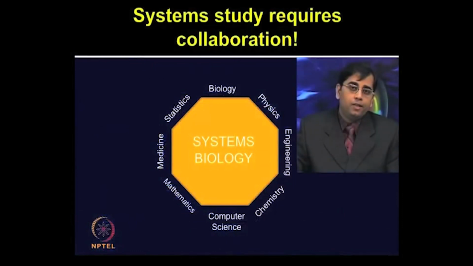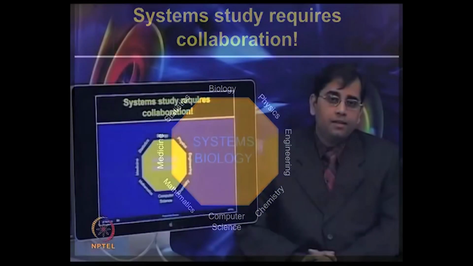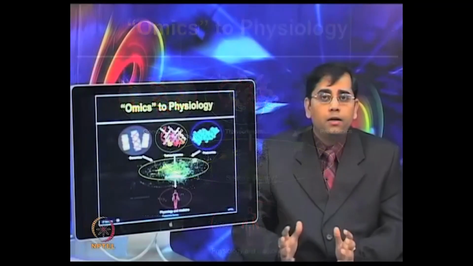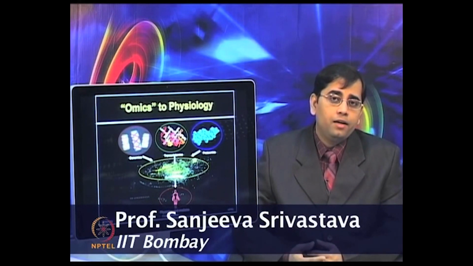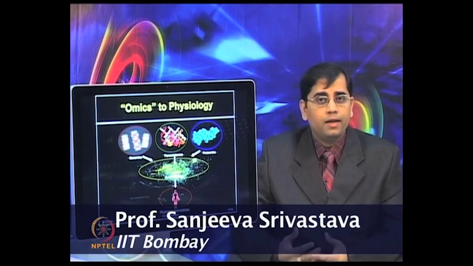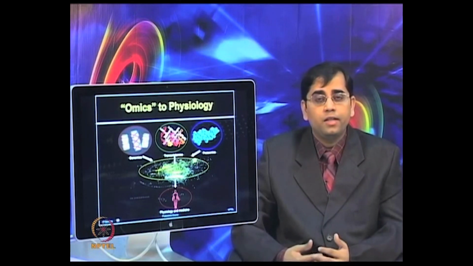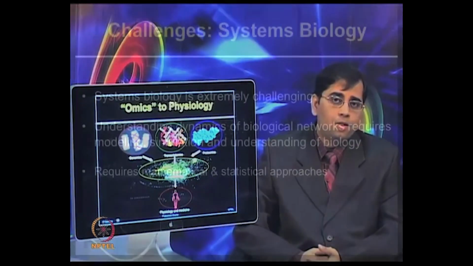Studying systems cannot be done in isolation in individual labs. It requires different expertise and collaborations from scientists from different disciplines of biology, physics, engineering, chemistry, computer science, mathematics, medicine, statistics, and many more. So, the eventual aim of the current systems biology field is to employ the omics level information obtained from different levels, from genome, transcriptome, and proteome, derive that information at the systems level, integrate, quantitate some models, and then propose and use it for understanding the physiology and apply that in medicine. So, this omics to physiology flow can be well maintained by employing systems biology tools.